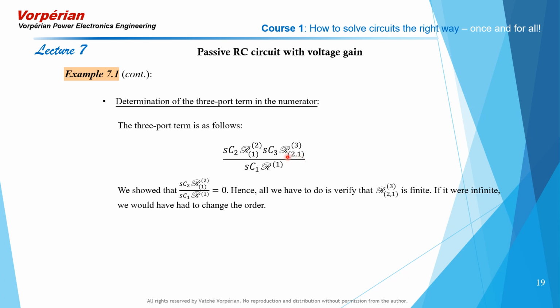We can show that script R321 is either 0 or is finite. Otherwise, if it's infinite, then you have 0 times infinity, and this whole term becomes indeterminate, and that will require you to change the order in which you're taking your impedance elements from 1, 2, 3 to 3, 1, 2, or 1, 3, 2 to resolve the indeterminacy. So, in this case, we're going to look for script R321 and check if it is finite. If it is finite, we're home free and this whole term disappears.